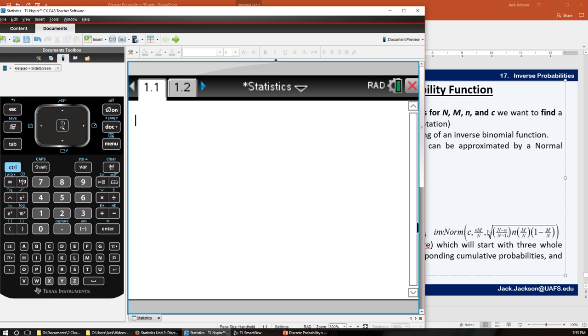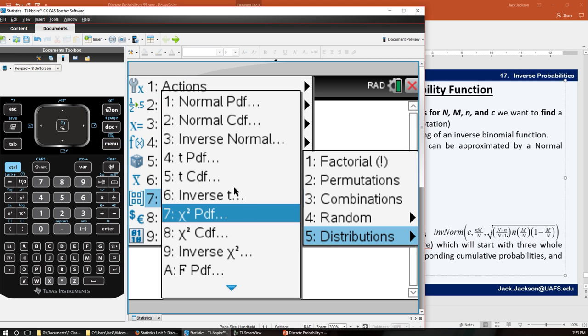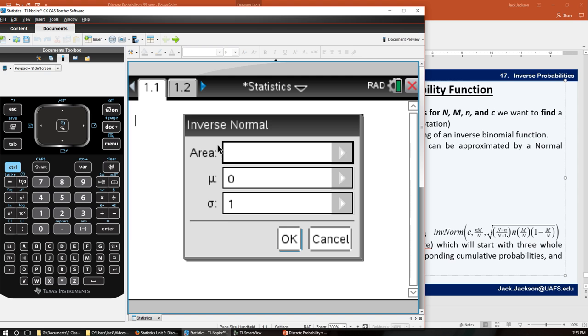So our first guess for A is given by this formula down here. And so we need to put this in here. So let's do that first. We're going to store that as A. All right, so we're going to go to Menu, Probability, Distributions, and we want inverse normal, which is this. The area means the probability to the left, the cumulative probability. It should be called cumulative probability rather than area probably, but it can be represented by area.